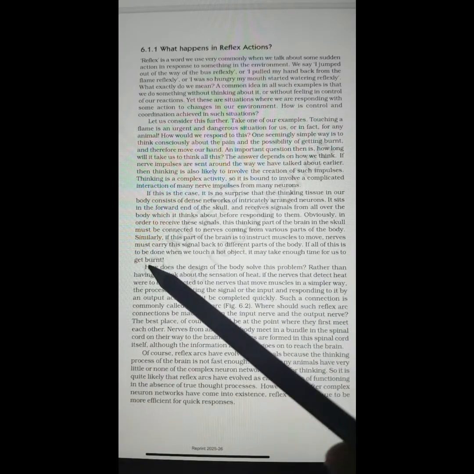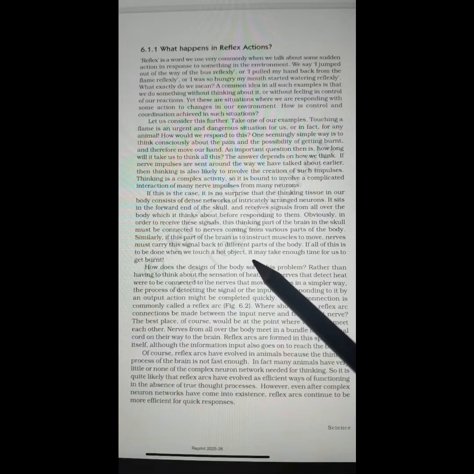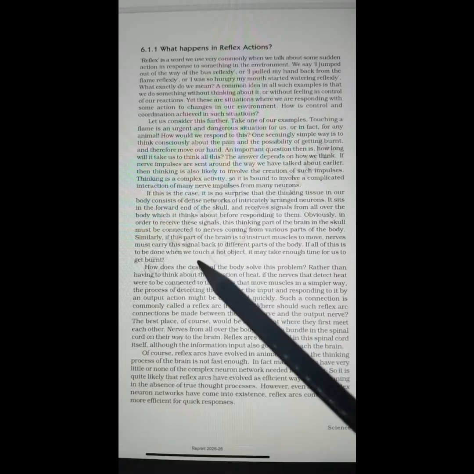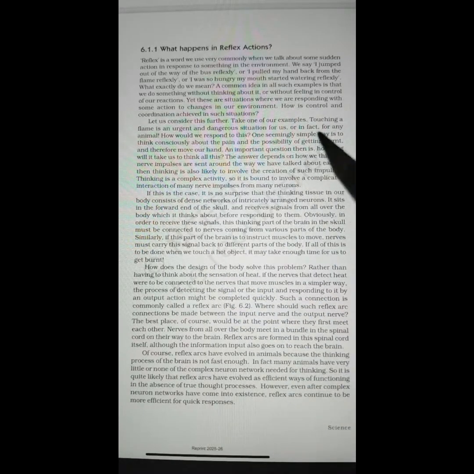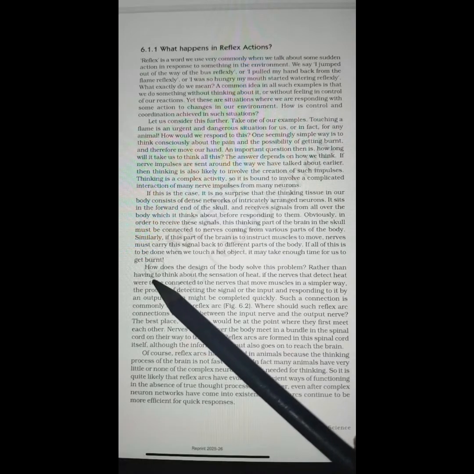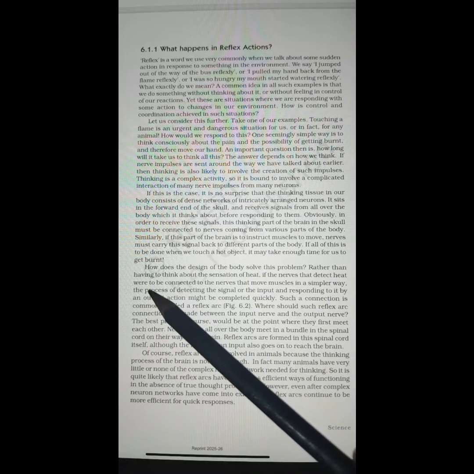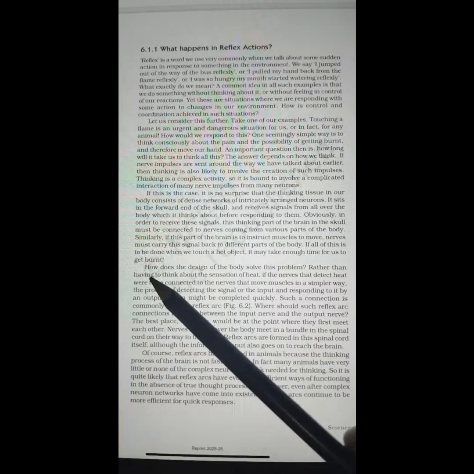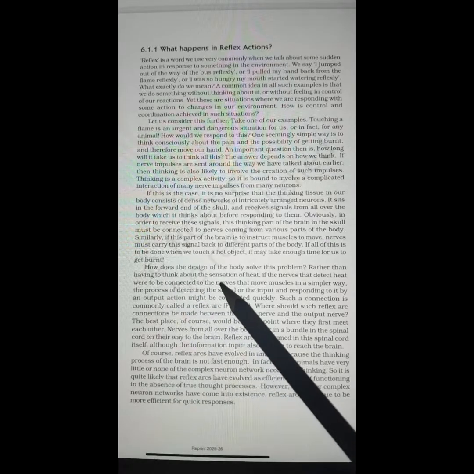If all of this is to be done when we touch a hot object, it may take enough time for us to get burned. That is why, because this action has to be taken quickly, only the spinal cord helps, with a very little part of the brain in it. The thinking part of the brain will not be involved when a reflex action happens, because otherwise we may get burnt. How does the design of the body solve this problem rather than having to think about the sensation of heat?